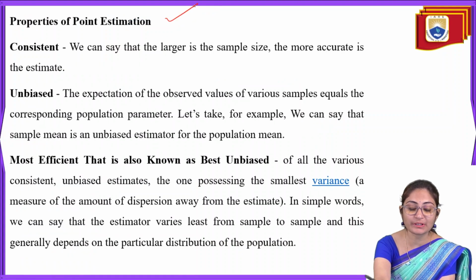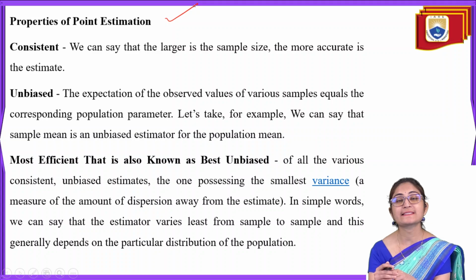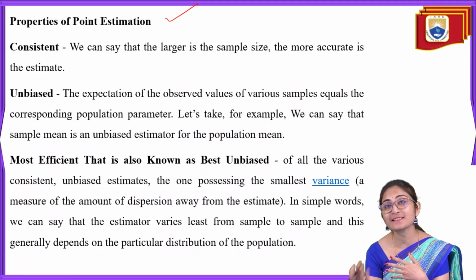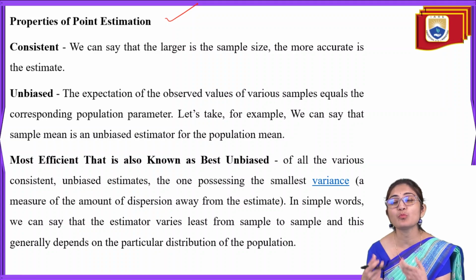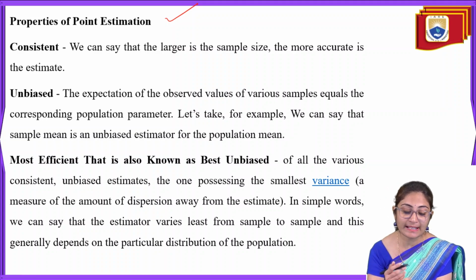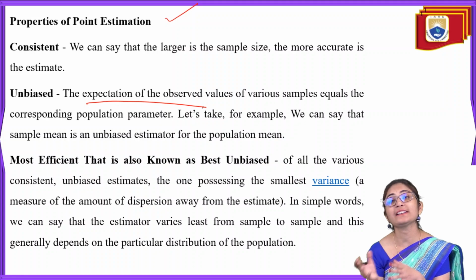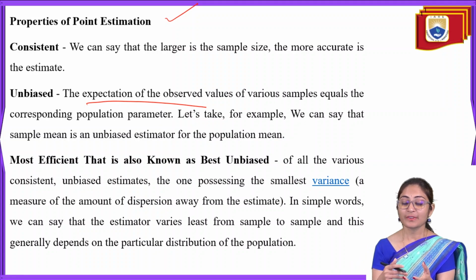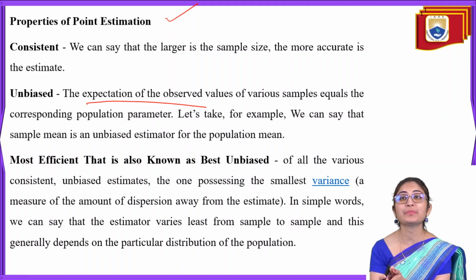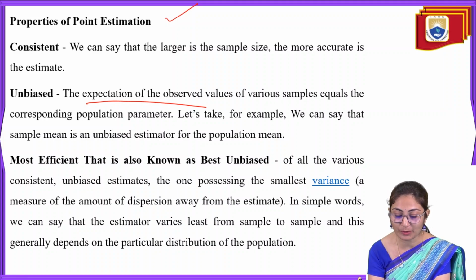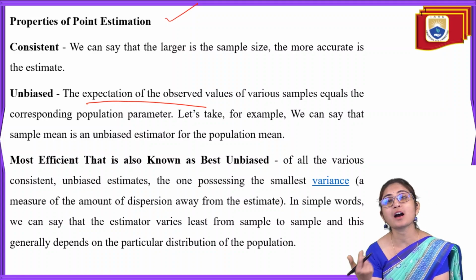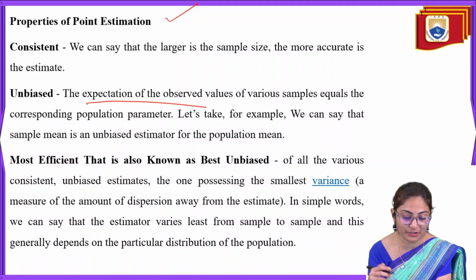Now there are some properties. First property is consistent. We can say that if you are using a larger sample size, you will get more accurate estimations. Then unbiased. Unbiased is related to the expectation of the observed values, where the expected value of the sample equals the corresponding population parameter. We can take the example that the sample mean is an unbiased estimator for the population mean.